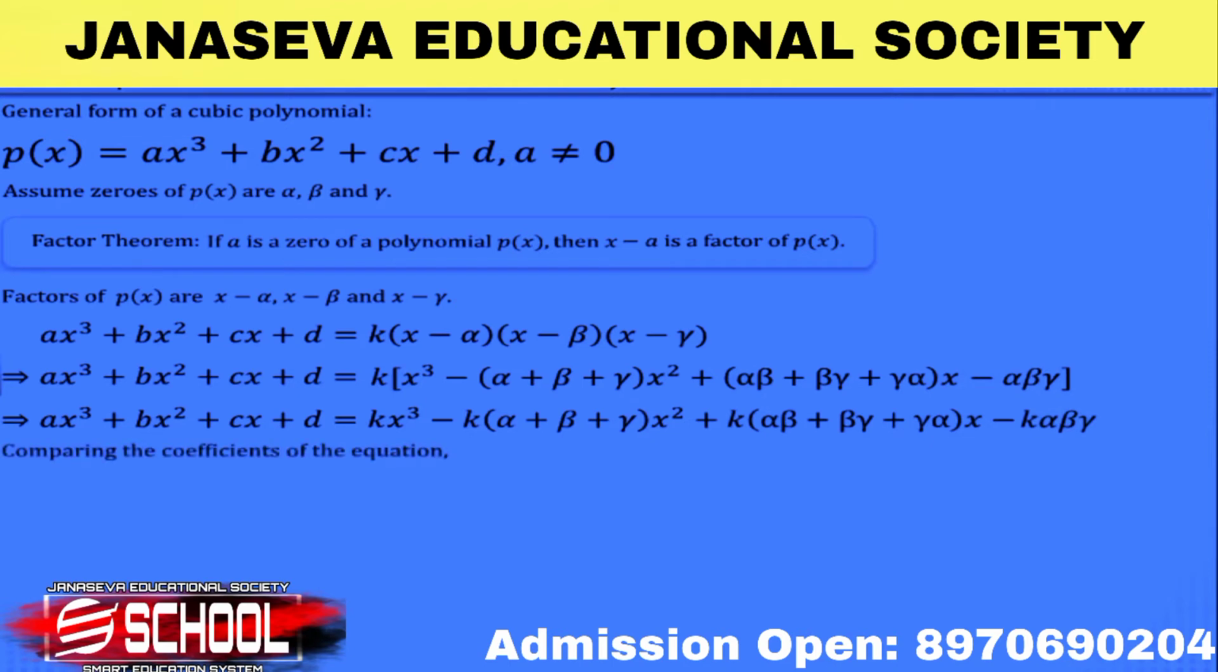Now, we'll compare the coefficients of x, x square, x cube, and the constant term. a is equal to k. Let this be equation 1. b is equal to minus k into the sum of zeros, alpha, beta, and gamma. Let this be equation 2. c is equal to k into the sum of the product of zeros taken 2 at a time. Let this be equation 3. d is equal to minus k into the product of the zeros. Let this be equation 4.